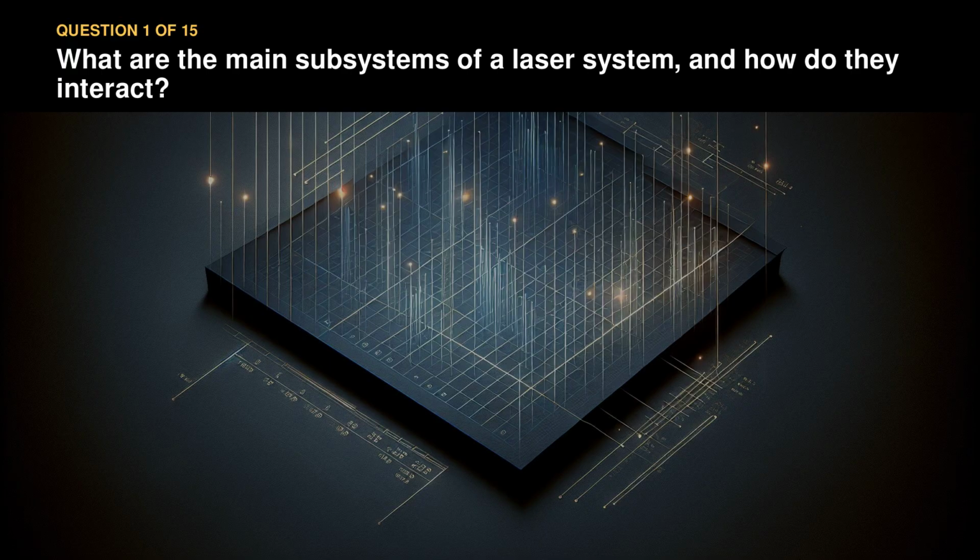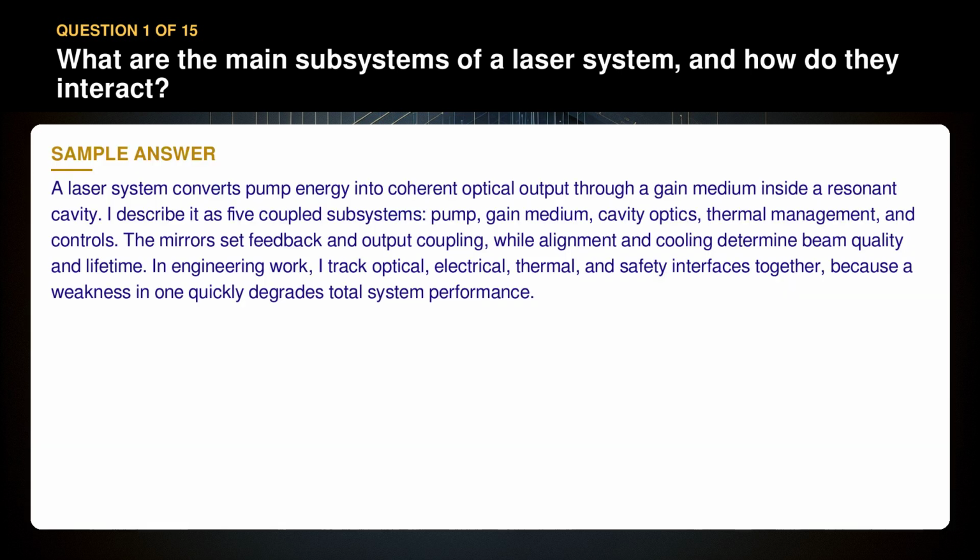Question 1. What are the main subsystems of a laser system, and how do they interact? A laser system converts pump energy into coherent optical output through a gain medium inside a resonant cavity. I describe it as 5 coupled subsystems: pump, gain medium, cavity optics, thermal management, and controls. The mirrors set feedback and output coupling, while alignment and cooling determine beam quality and lifetime.